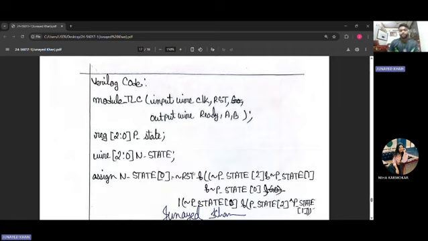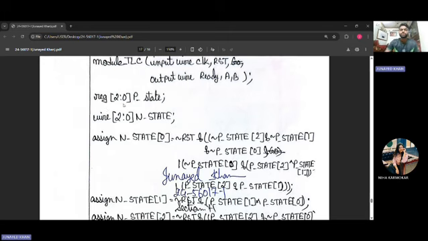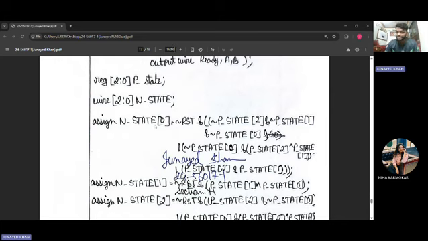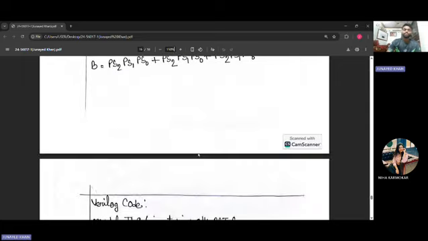Okay, then here is the SystemVerilog code for this module, TLC. It's your choice what name will be given. Input wire clock, reset, output wire ready A, B, and the range 2:0 is p_state for present state, and wire 2:0 n_state for next state. Assign n_state0, n_state1, n_state2. From where have we written these? We have written them from these equations, ns0, ns1, ns2.